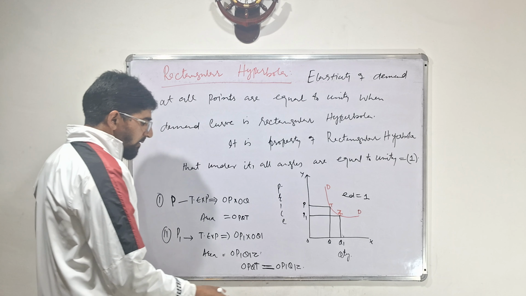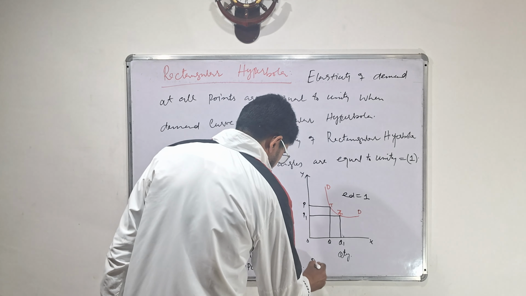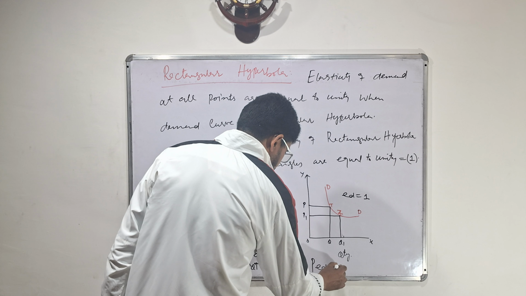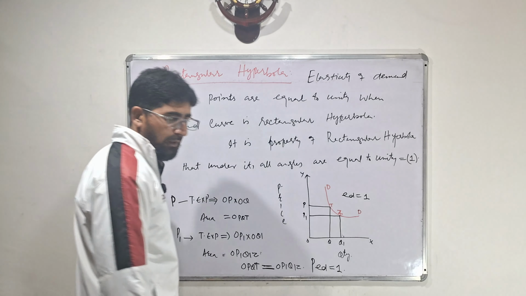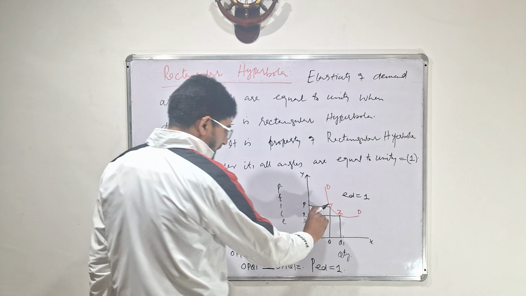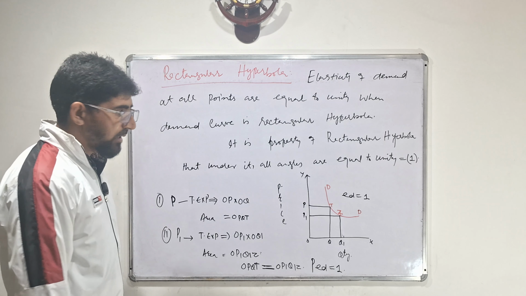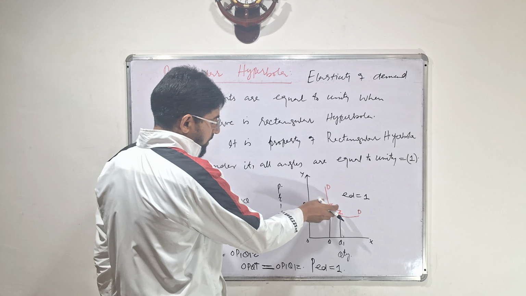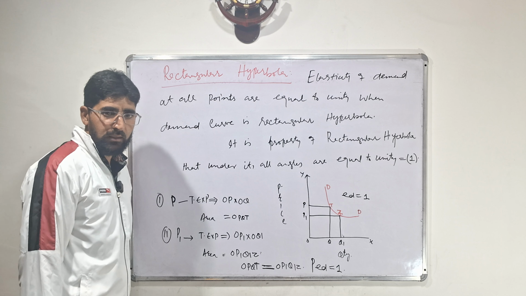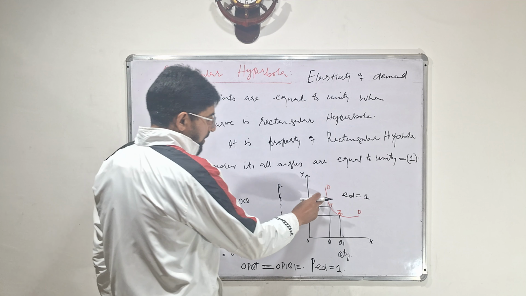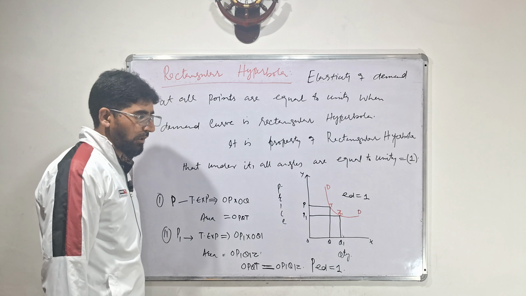When this area is equal, that means price elasticity of demand is equal to 1. This area and this area being equal means total expenditure is constant. This is shown by the rectangular hyperbola, which means at every point elasticity of demand is equal to 1.